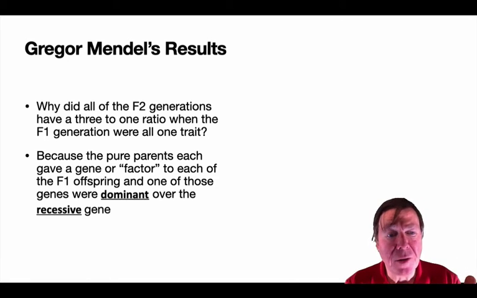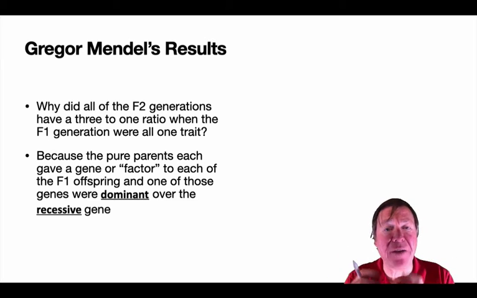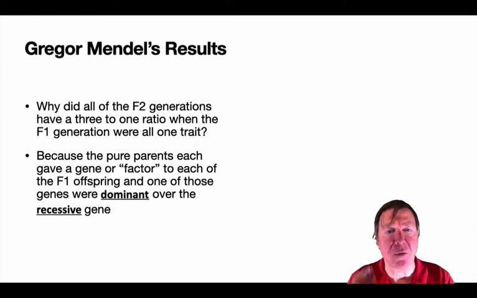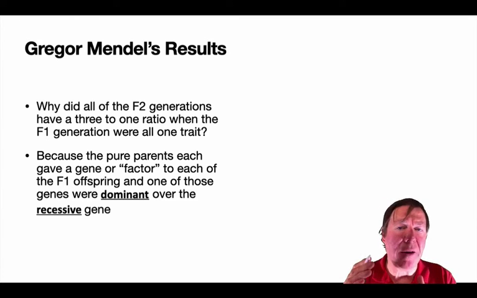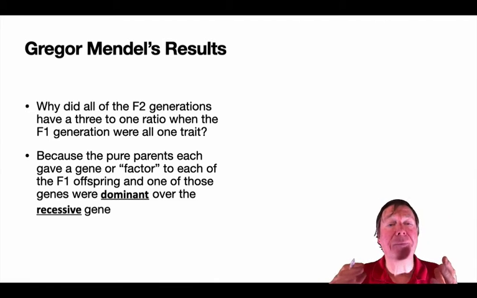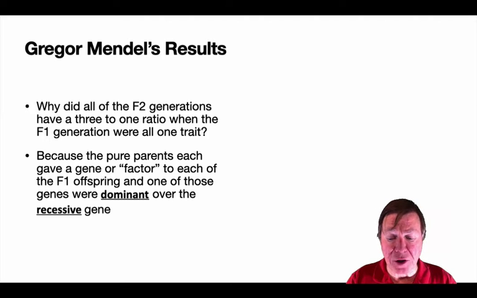So why? Why did all that occur? Because the parents each had a gene for the factor, or he called them factors. We call them genes now. We're going to talk about that. Let's say green and yellow. That's what I'm going to be using the most. One gene, one of those factors, is dominant over the other one, over the recessive gene. It's the one that shows up.